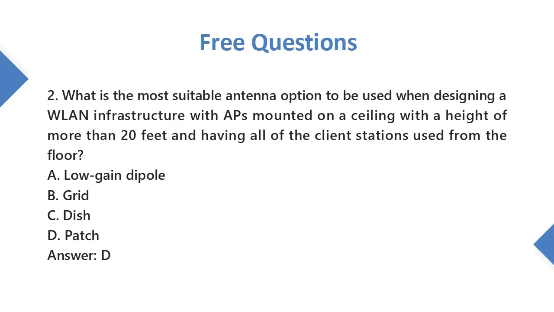2. What is the most suitable antenna option to be used when designing a WLAN infrastructure with APs mounted on a ceiling with a height of more than 20 feet and having all of the client stations used from the floor? A. Low-gain dipole. B. Grid. C. Dish. D. Patch. Answer: D.